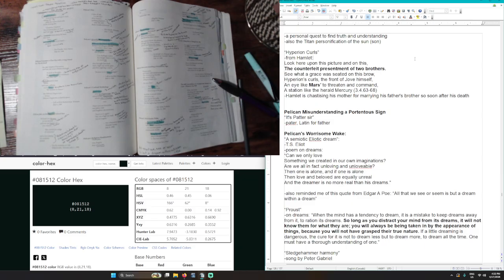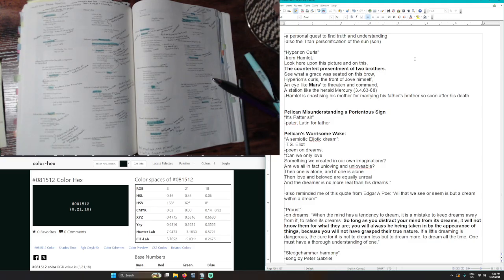He says, "Look here upon this picture, and on this, the counterfeit presentment of two brothers. See what a grace was seated on this brow, Hyperion curls, the front of Jove himself, an eye like Mars to threaten and command, a station like the herald Mercury."